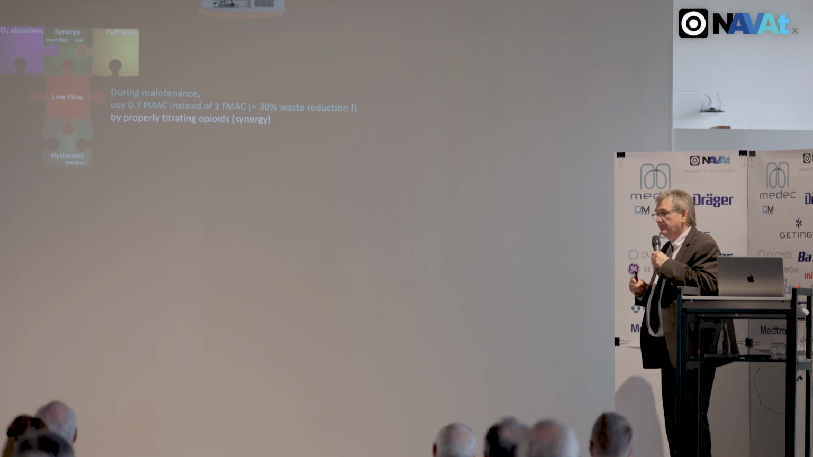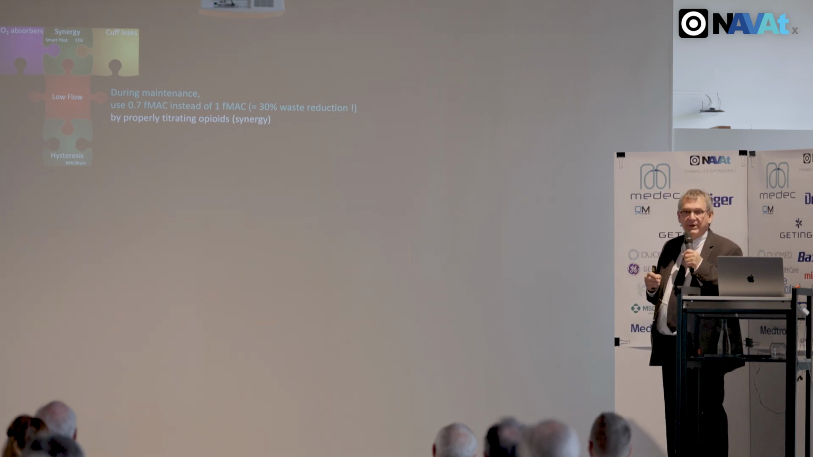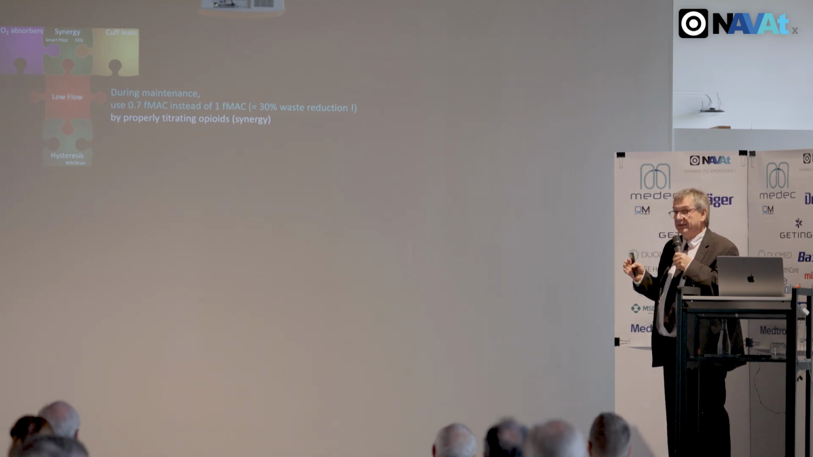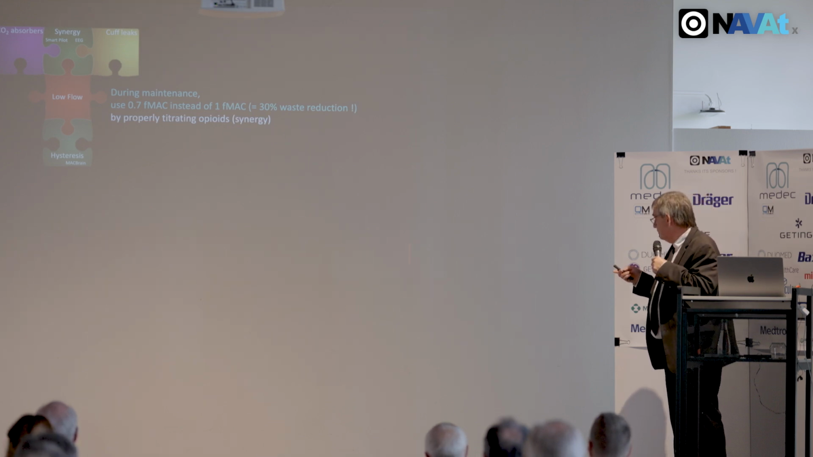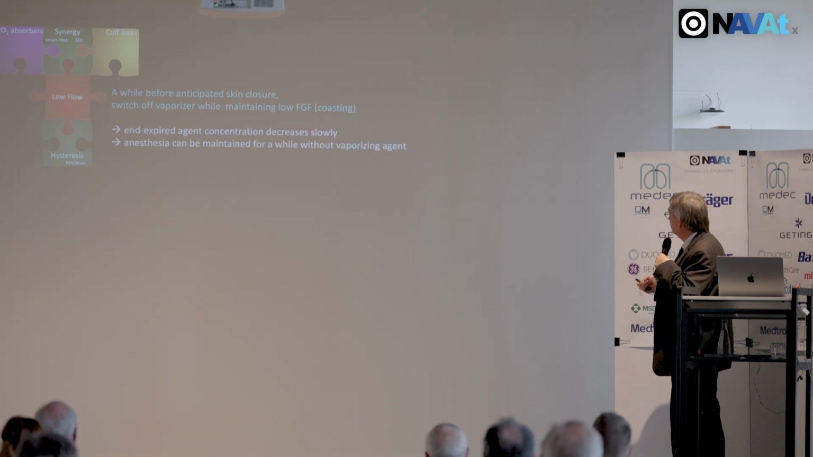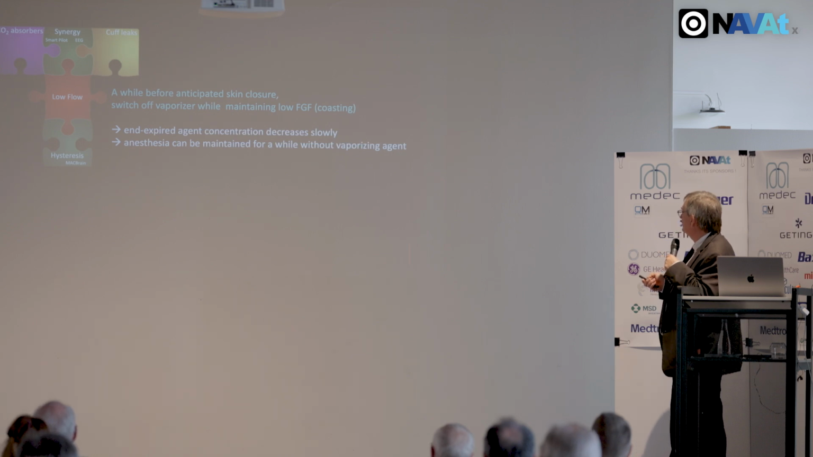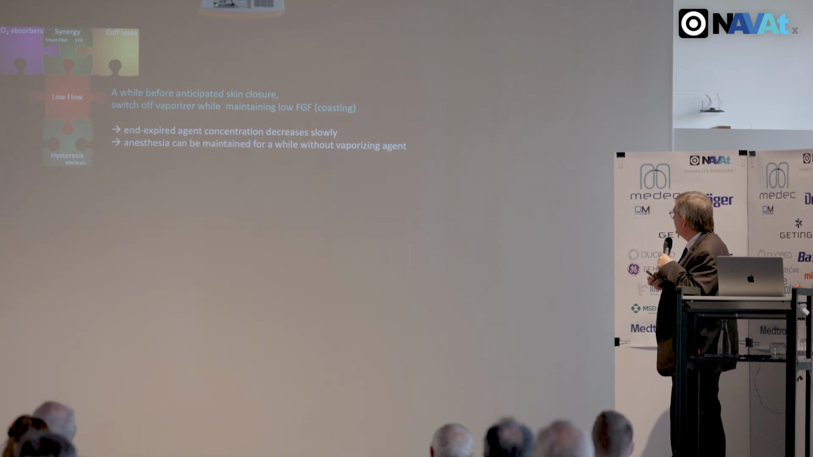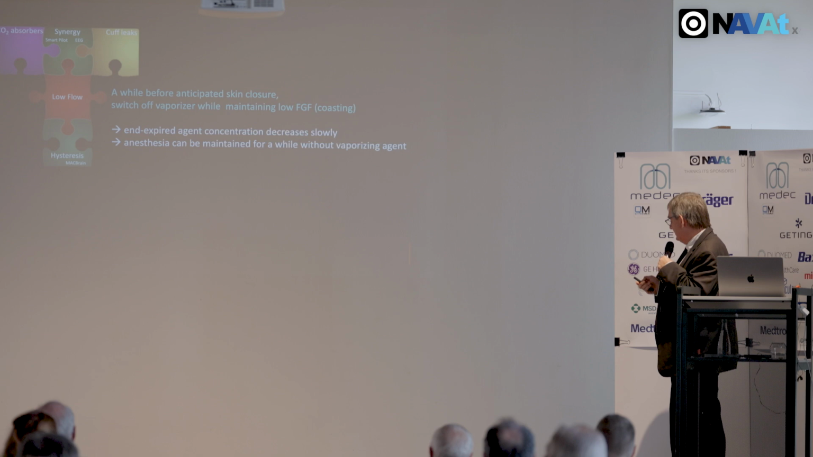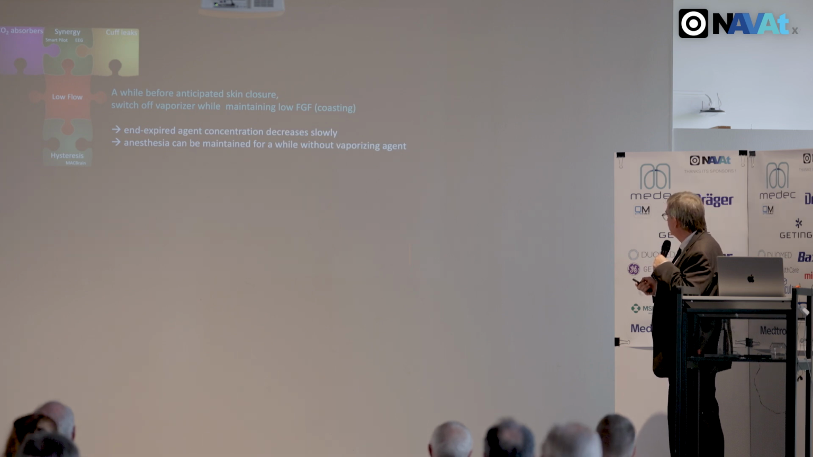During the maintenance phase, I rarely use more than 0.7 fraction of a MAC these days. If you use 0.7 instead of 1 MAC, you're reducing your waste by 30%. So it's a powerful additional tool to minimize waste and properly titrate your opioids using synergy constants. And then finally, at the end of the case, a while before the anticipated skin closure, switch off the vaporizer while maintaining a low fresh gas flow, a technique called coasting, and your end expired agent concentration will decrease slowly, maintaining anesthesia for a while without vaporizing another drop of liquid.